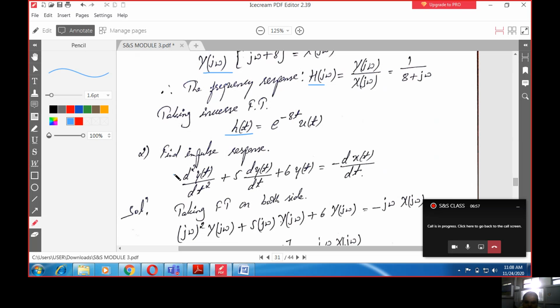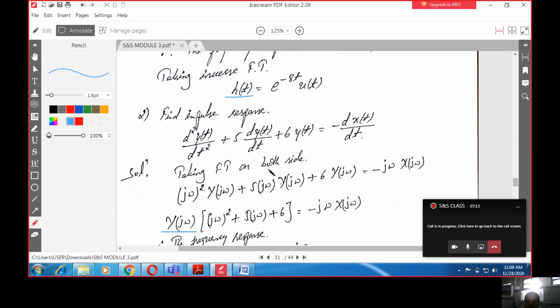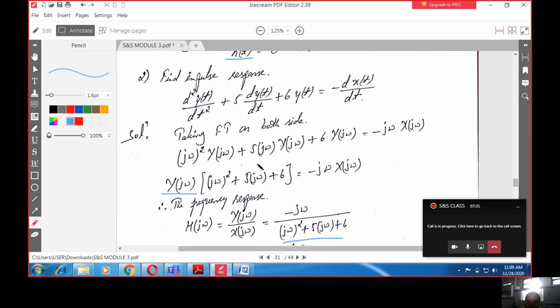Then the next problem is to find the impulse response. d squared y(t)/dt squared + 5 dy(t)/dt + 6 y(t) = minus dx(t)/dt. Taking Fourier transform on both sides, you will get (j omega) squared Y(j omega) + 5 j omega Y(j omega) + 6 Y(j omega) = minus j omega X(j omega), since the Fourier transform of the differentiation gives minus j omega X(j omega). Then take Y(j omega) as common.